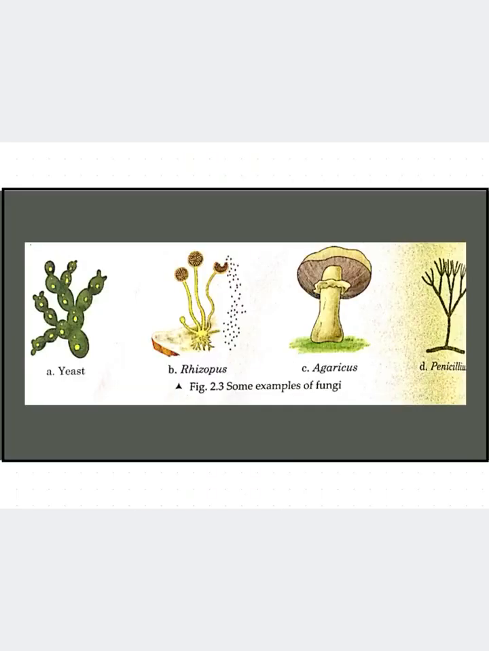Let's see some of the examples. As I told you, yeast is unicellular, right? Rhizopus, that is your bread mold. Agaricus, your mushrooms. And penicillium, as you can see. So these are the 4 famous examples. Okay, you have to remember at least 2 examples from here.